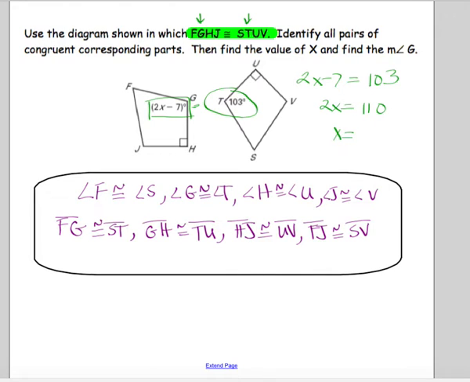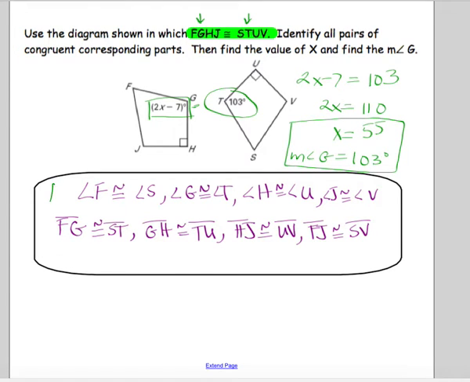We get 55 for x. And then they wanted us to also find the measure of angle G. Well, we already know that G and T are corresponding, so we don't even have to plug this in, but we could plug in 55 for x and solve it, or since I already knew what angle G was, it was 103 degrees. So those are the two parts of the answer for that question.